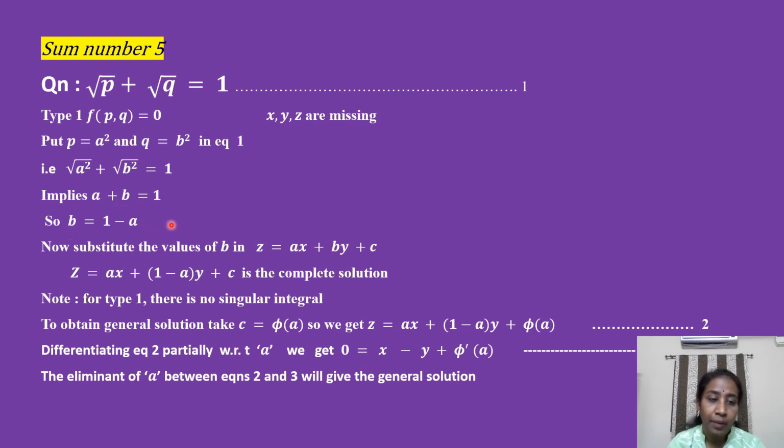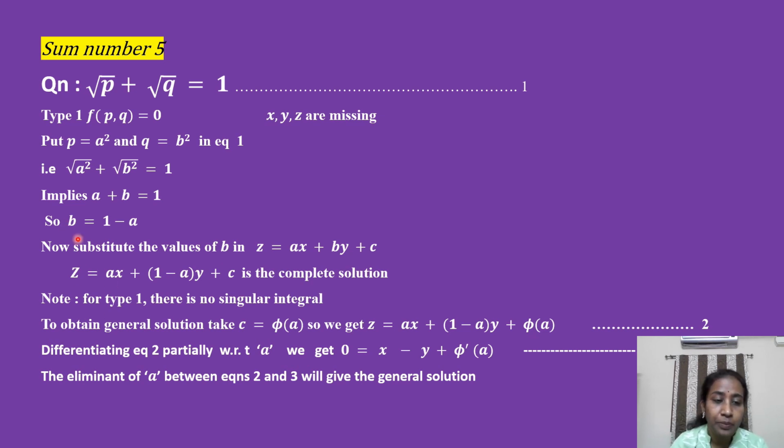So what I am able to do here is I am able to eliminate the square root symbol. If I substitute p equal to a and q equal to b, I will still have square root of a plus square root of b equal to 1, and throughout the problem I'll have to bring this square root symbol. To avoid that, I am substituting p equal to a square and q equal to b square. Supposing you have cube root of p plus cube root of q, then you can put p equal to a cube and q equal to b cube.